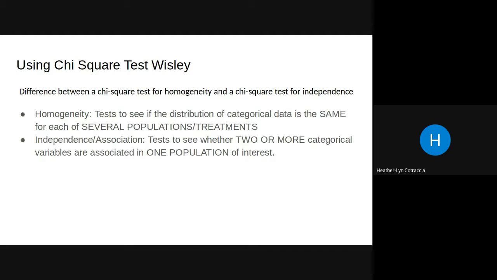For independence, association, you have 1 population. So we had the randomly selected people from the U.S., students who completed the survey, 1 population. Then we want to see if their finger length is associated with their gender. So 1 population, and you're trying to see if things are related, versus more than 1 population. That's kind of the giveaway.